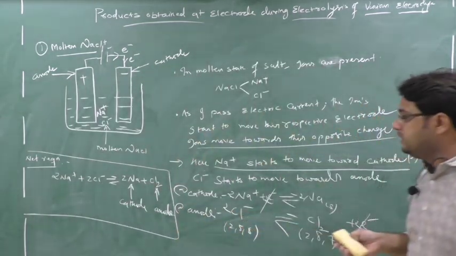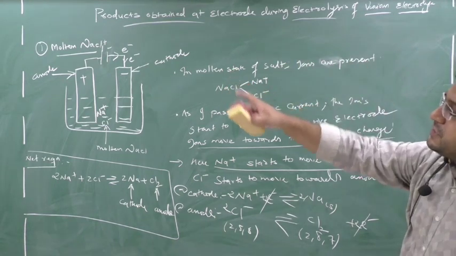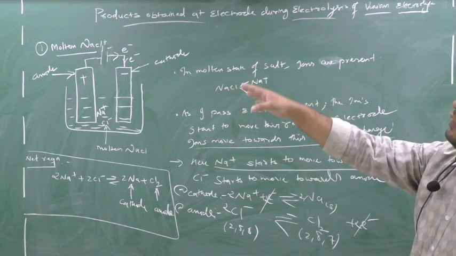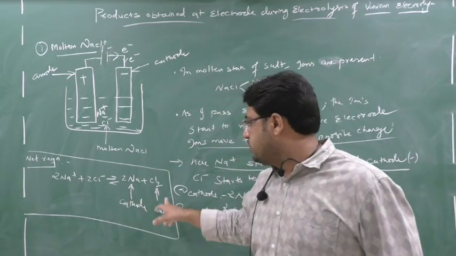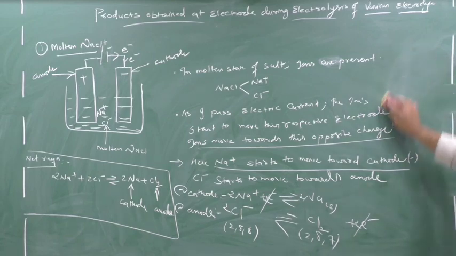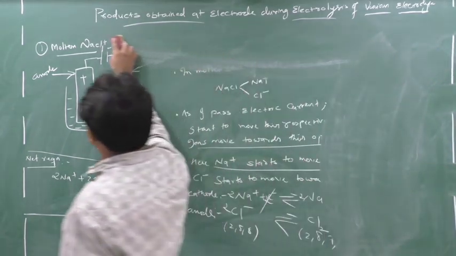I hope you have taken the screenshot. Now I will not draw this whole diagram, we will do it directly. So this was the first question: what products can be obtained when electrolysis of molten NaCl is done. You understood, at the anode we will get chlorine gas, and at the cathode we will get sodium. Clear?